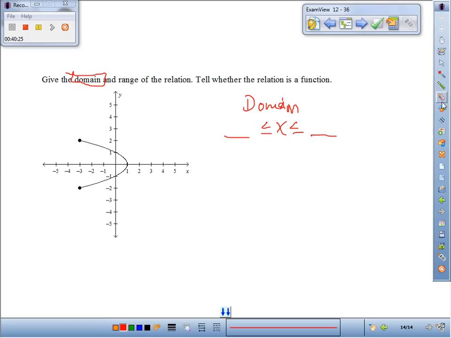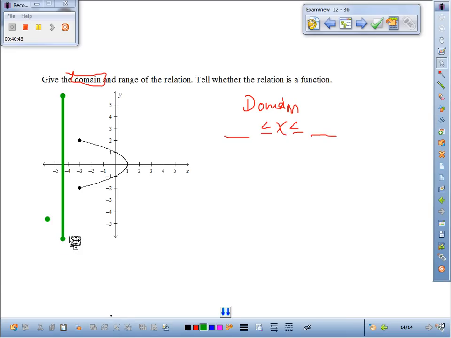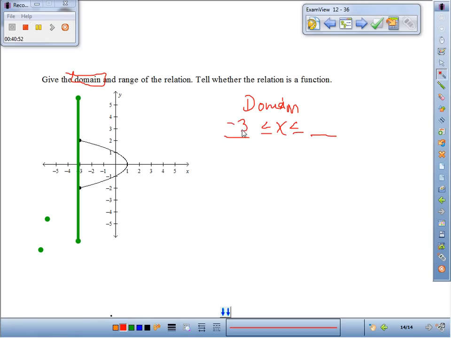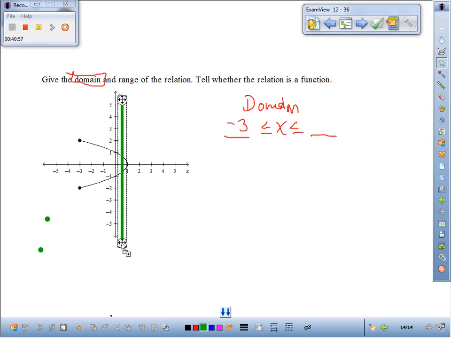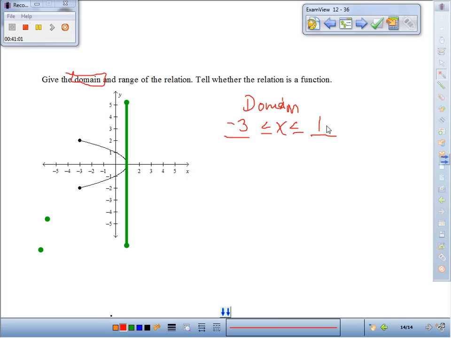So let's focus on the domain. You get your pencil. Let's do a vertical line test. We start from left to right. Let's see. So we go this way. Where does it start? -3, and it goes through the entire graph, and the graph ends right there, which is what? 1. So the domain is from -3 to 1.